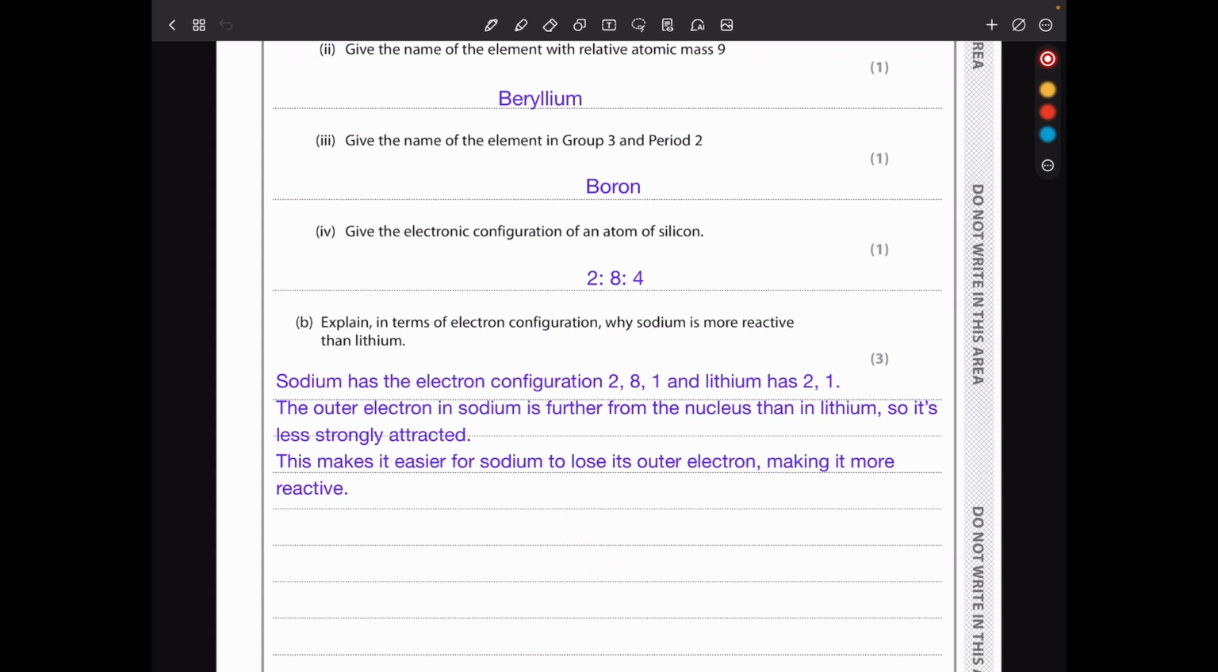Sodium has 3 shells while lithium has 2 shells. So the outer electrons that are going to react in sodium are farther away from the nucleus, so they're easily lost. So I said sodium has the electron configuration 2, 8, 1 and lithium has 2, 1. The outer electron in sodium is farther from the nucleus than in lithium, so it's less strongly attracted. This makes it easier for sodium to lose its outer electron, making it more reactive.